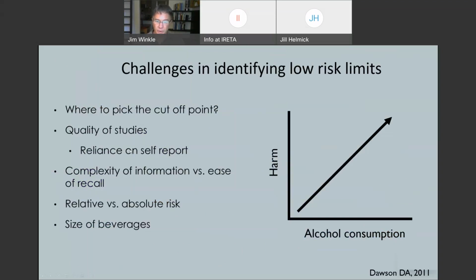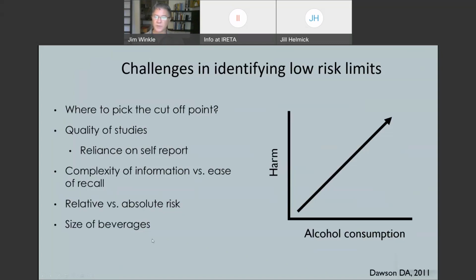We rely on self-report. That's not the most reliable measure of someone's alcohol consumption. And to be fair, if we're going to identify a low risk drinking limit, it probably should be something simple and easy to recall, because the purpose of this is to give information to the public on health. If we acknowledge the complexity, I guess we're being more accurate, but we're probably not achieving our public health goal, which is to get information to the public, because how realistic is it to think of a guideline that takes into account 10 different factors? We probably should keep it simple.